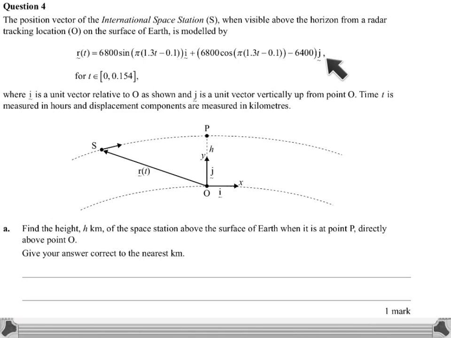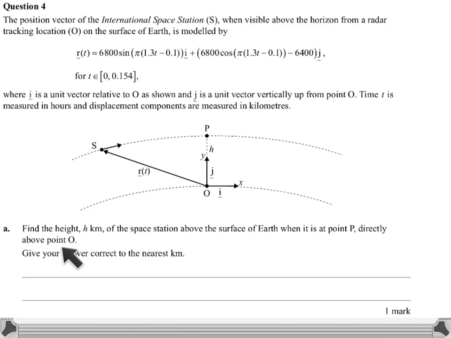It's a hefty looking position vector of sines and cosines. So we've got to be careful working with such a thing, writing it down carefully each time and doing all the calculations on your CAS. It's across a restricted domain. I is the unit vector relative to O as shown, and J is the unit vector vertically up, straight up. Time t is measured in hours and displacement in kilometers.